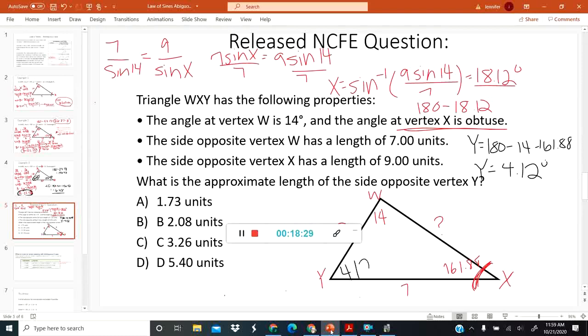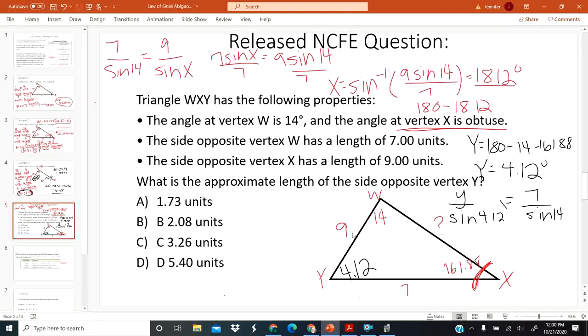So I'm going to put that in, and then since we're able to fit angle Y in the triangle, we already know that this ambiguous case is going to use the supplement of the angle, and that part is going to work. So now the last thing we need to find is side little y, and that's going to be over the sine of 4.12. And it's going to equal, we're going to use W because that's what was given. So we have side little w is 7 over the sine of 14.